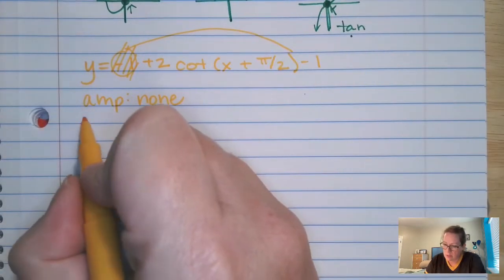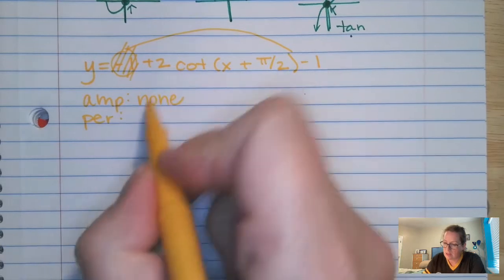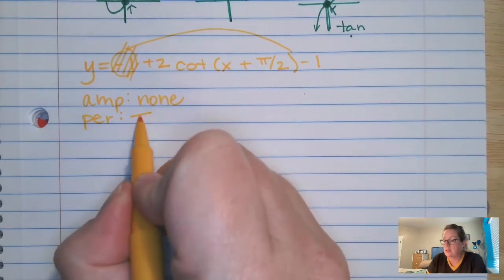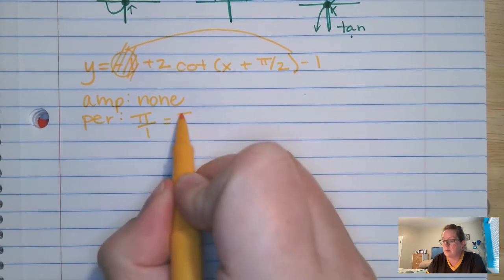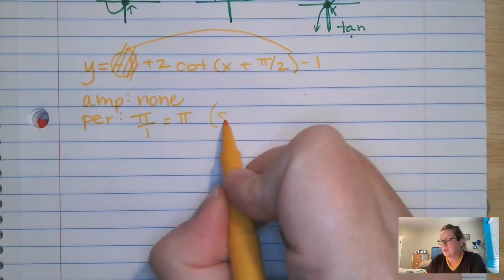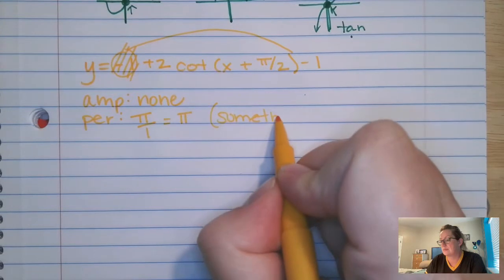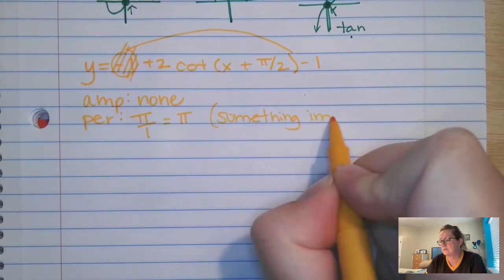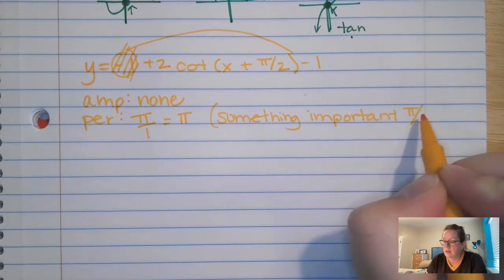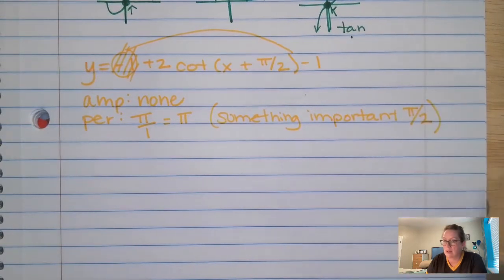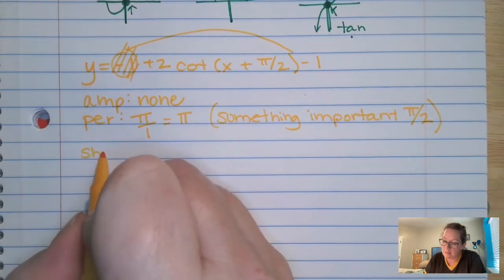Okay, we have to worry about period. So period on tan and cotangent is just pi. Pi divided by, oh, it's 1 again, so we're just going to get pi. Which means something important is happening every half of a pi. Because remember, we used to divide by 4. On tan and cotan, we only divide by 2. All right, let's do some shifting.